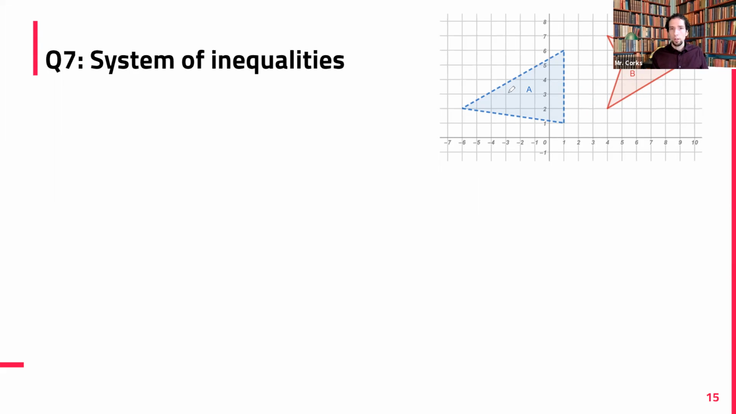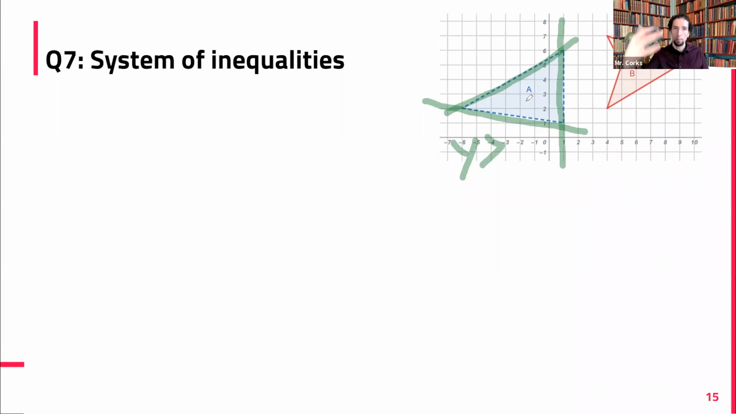So A here, well, we can find the equations of these three different lines and then just turn them into inequalities. So for the line on the bottom here, it should be y is greater than something because we're shading above that line. For the one above, it's y is less than because we're shading below that line. And the one on the right, it's a special case.